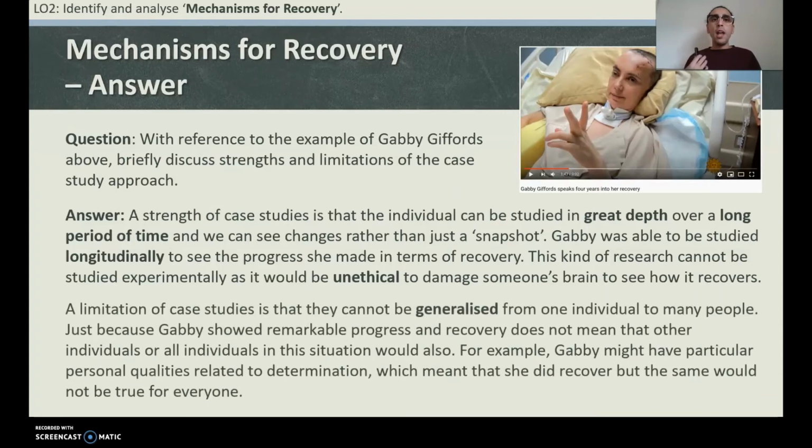However, a limitation of case studies is that it cannot be generalized from one individual to many people, right? Just because Gabby showed remarkable progress and recovery doesn't mean that other individuals or all individuals in the situation would also. For example, Gabby might have particular personal qualities related to determination, which meant that she did recover, but the same would not be true for everyone. Okay, it's a case study. It's a one-person study, right?